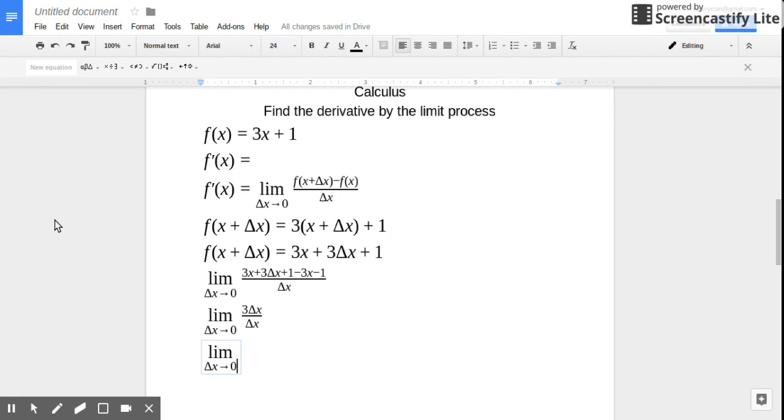So the limit as delta x goes to 0, once we simplify this thing down, is the limit of a constant, and the limit of the constant is just the constant, which is actually 3. So what could we say up here? Well, we could say that f prime of x is equal to 3.